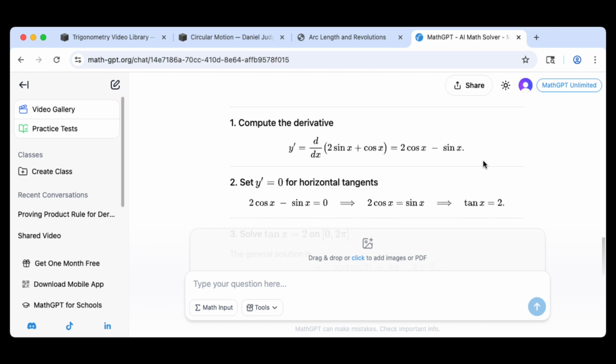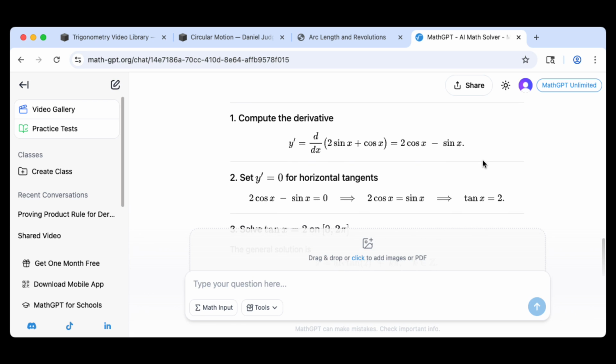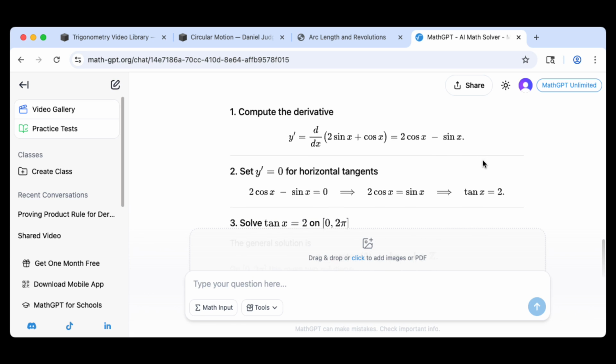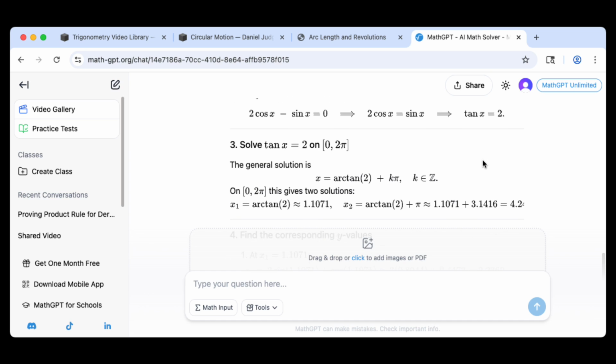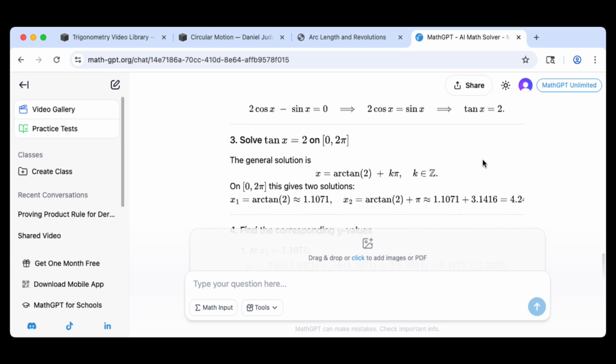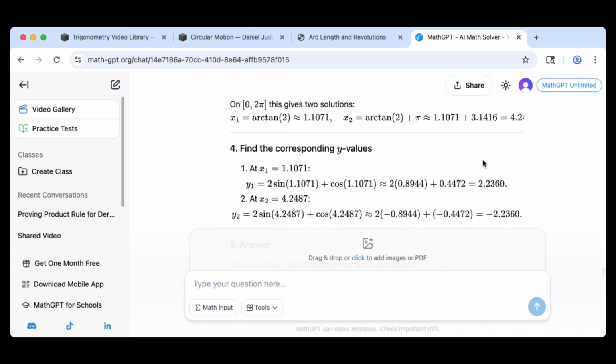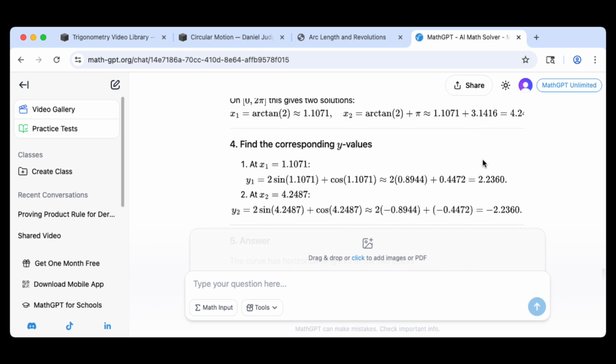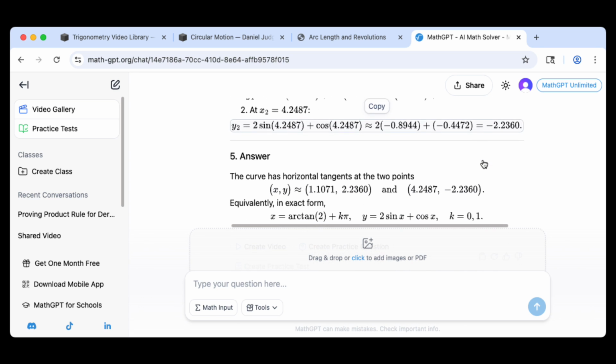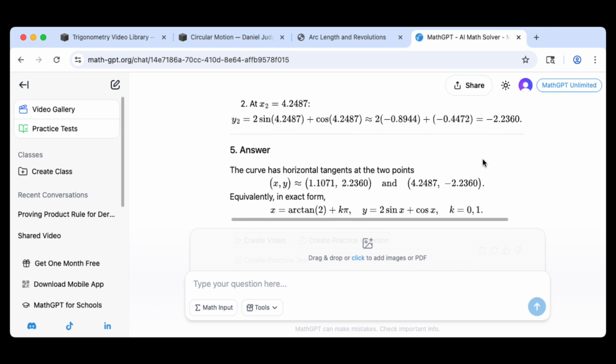Okay. Now this is Math GPT. If you're stuck on your homework, take a look. Yeah, so far so good. It looks pretty good to me. Is that right? Find the corresponding y values. Answer. This is your answer here.